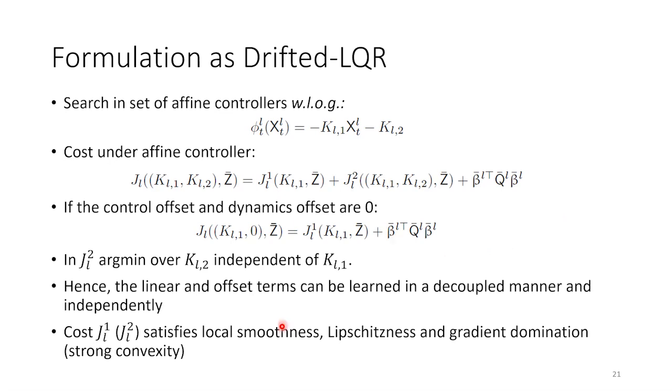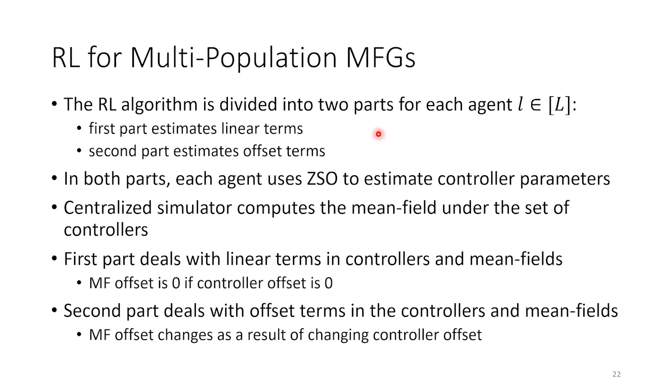What that gives us, in summary, is that the linear and offset terms can be learned in a decoupled manner, independently. This is due to some smoothness and richness properties of the underlying cost function. Again, the RL algorithm is divided into two parts. In the first part, we learn the linear terms, both of the controller and the mean field. In the second part, we estimate the offset terms of the controller and the mean field. In both parts, the agent uses zero order stochastic optimization to estimate the control parameters, and the mean field parameters are estimated using a centralized simulator. We assume access to a simulator that can simulate a noisy estimate of the aggregate behavior, or the mean field.